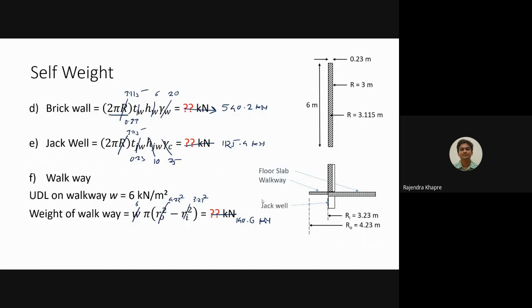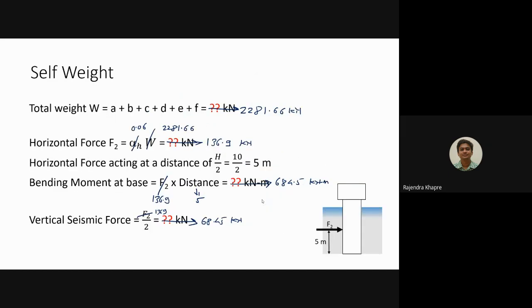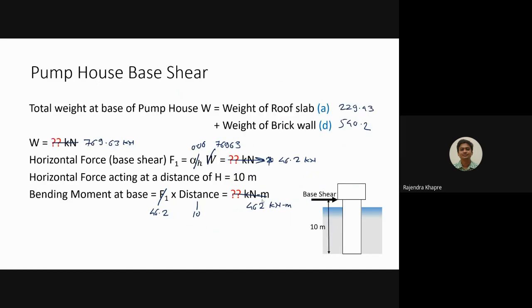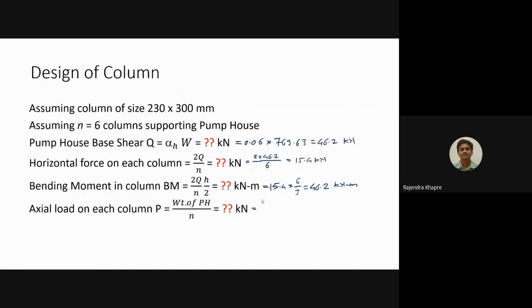Okay, so here if you see the self weight, you have the weight of the roof slab. No, sorry. We have to consider the same one, because the floor slab and all won't be contributing towards the axial load. So we have to consider only this part, that is 769.63. So this weight of the pump house will be the same value, 769.63 divided by 6. How much is this?